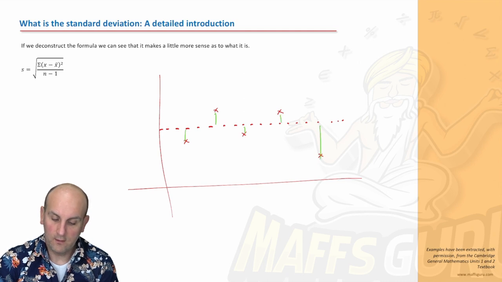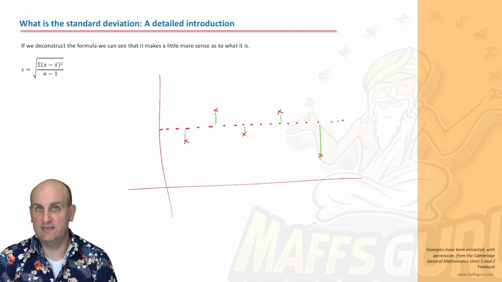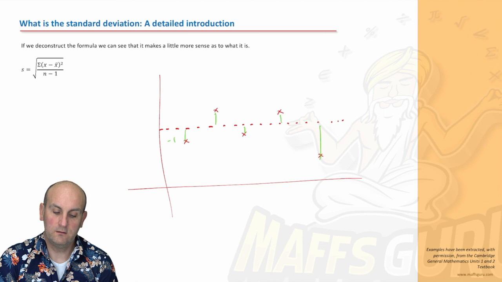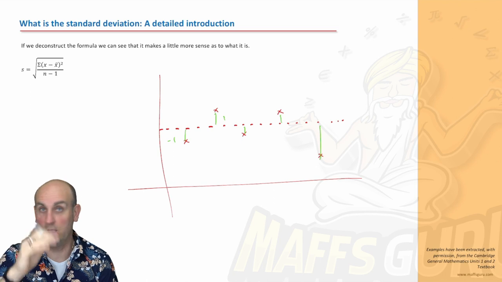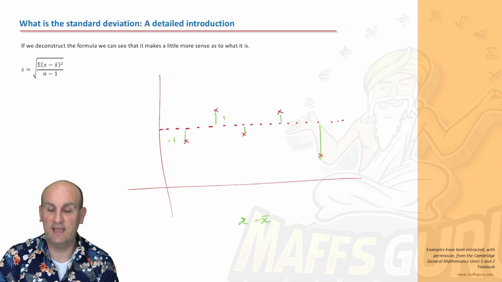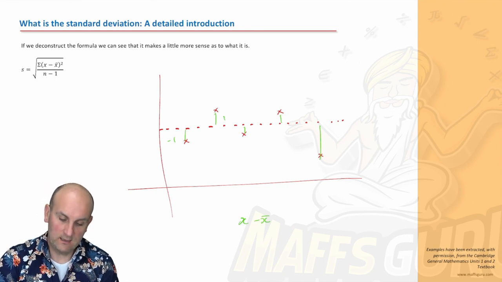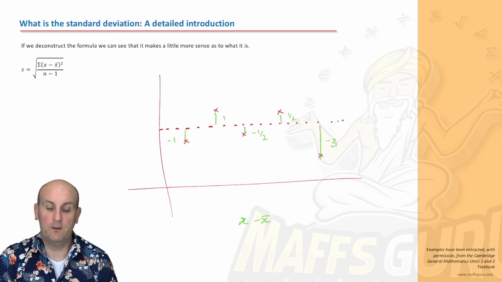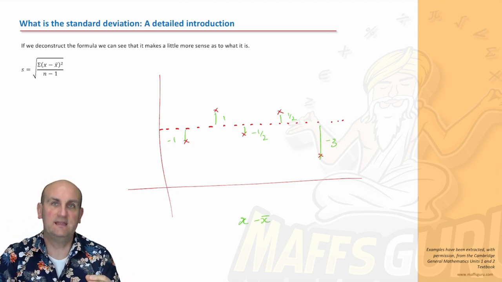Now, the reason we do this is because there's a statistical calculation that actually measures the distance of the mean from the data item. So in this situation here, that might have a distance of minus one. That might have a distance of 1 unit, yeah? Because the mean and the data item are 1 unit apart. So what we're really doing is those green lines are actually x minus x bar, right? So that could be, I don't know, minus a half, that could be a half, and that could be minus three.